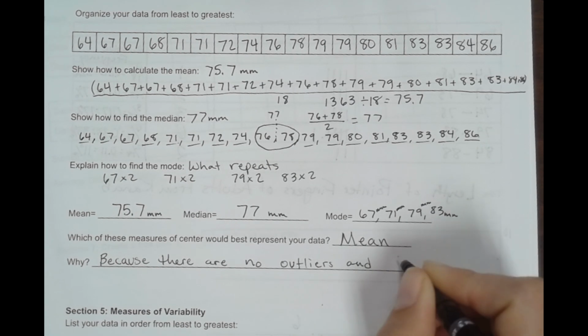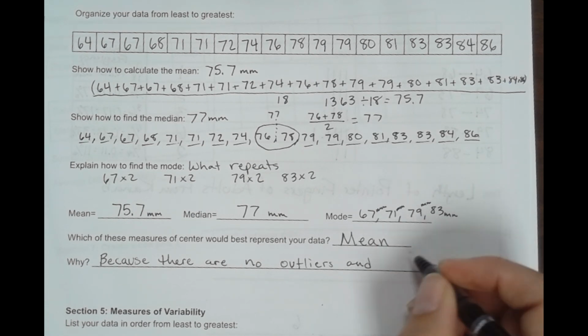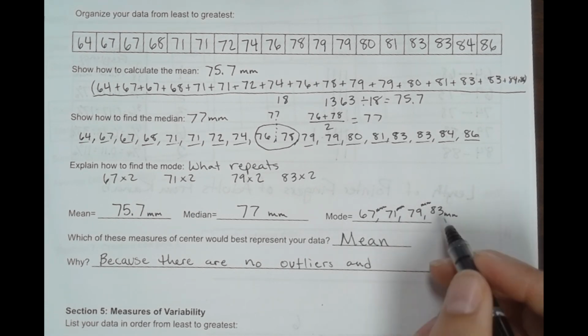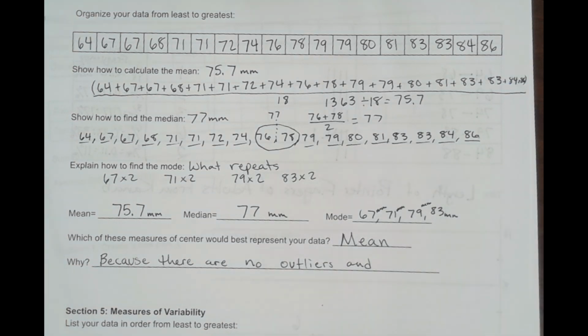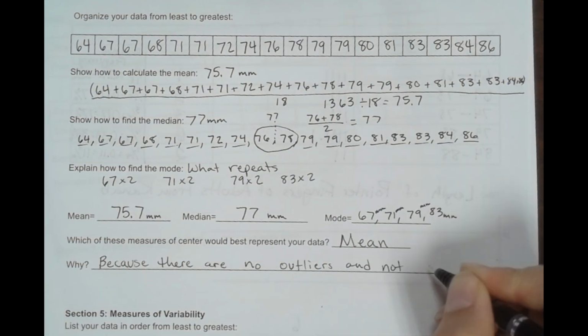And because there are no outliers and not tons of repetition. I mean, we have a bunch that repeat, but we don't have one that repeats like 10 times. If you had one item that repeats 10 times, that's really important to note. Here we have a couple repeats, so I'm going to say: no outliers and not excessive repetition.